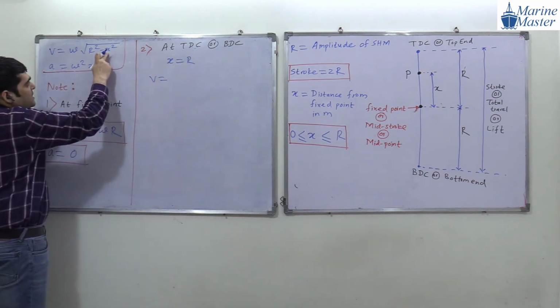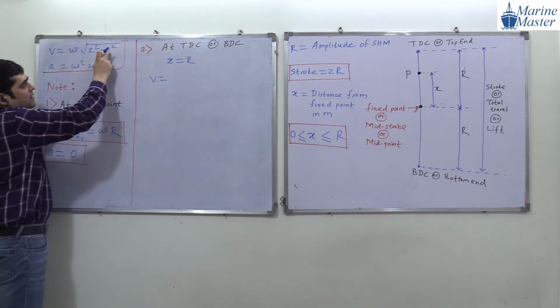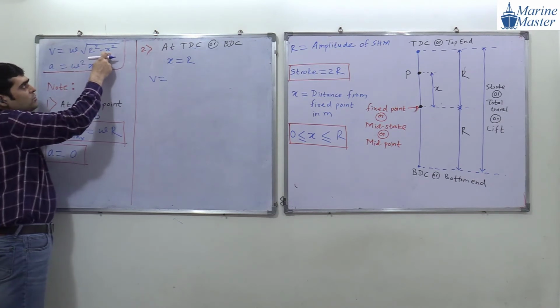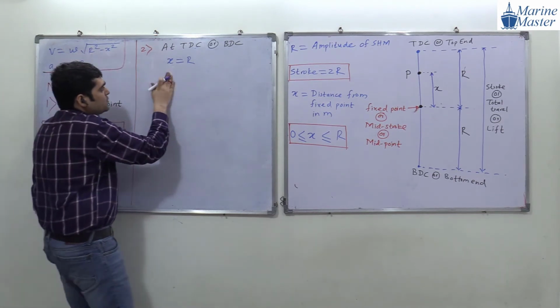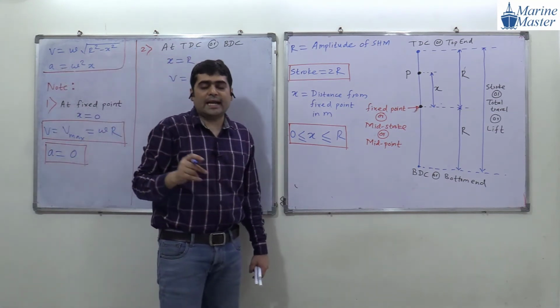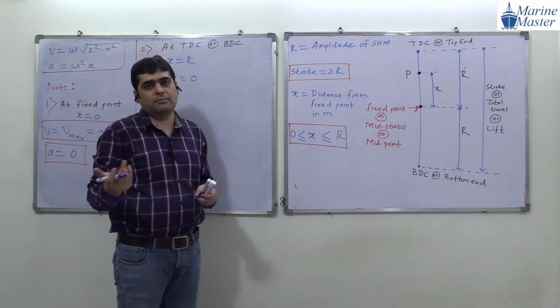Now velocity will become what, everyone? Here x will become R, so in the velocity expression R square minus R square will become 0. So what will velocity become at TDC or BDC, everyone? Velocity will become 0.